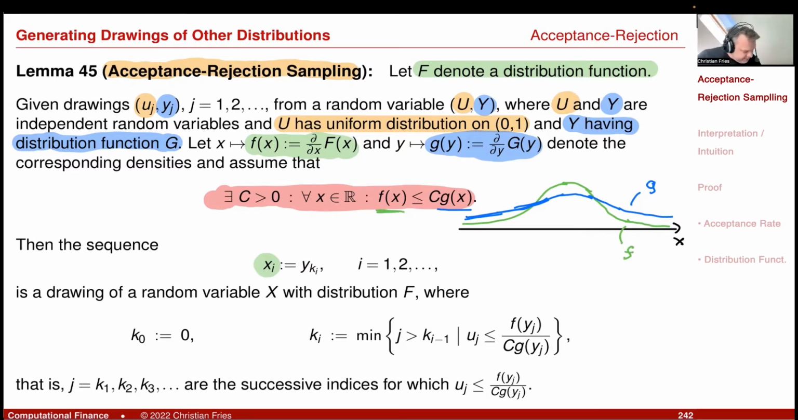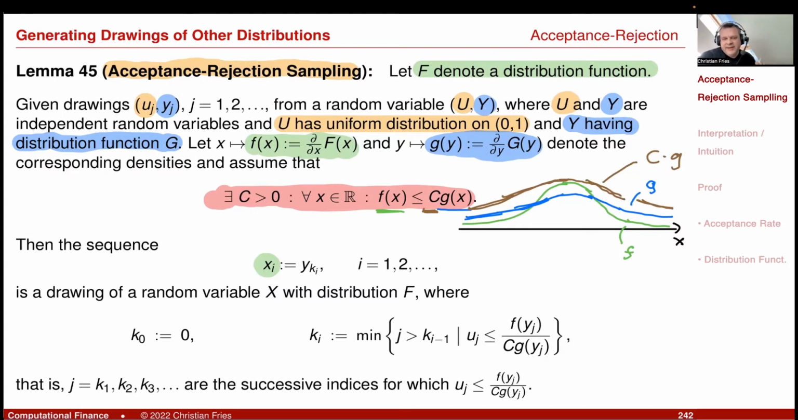But then I'm allowed here to use the constant C, to shift this G a little bit up, such that it always dominates the density F. So this here should be then your C times G. So maybe we can achieve this.